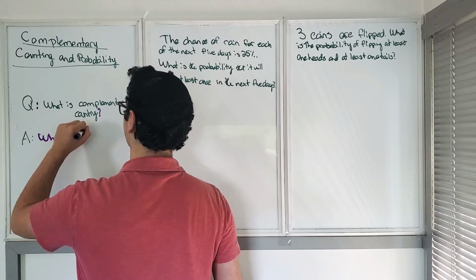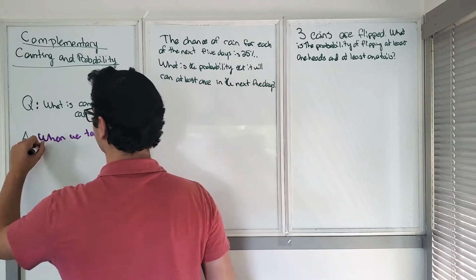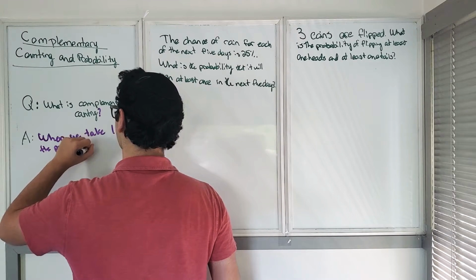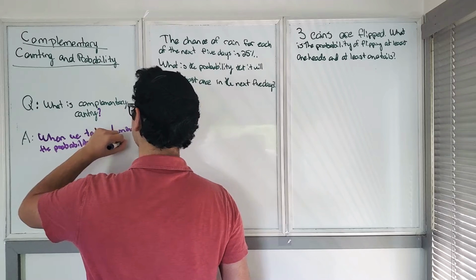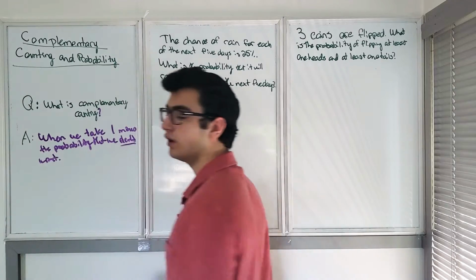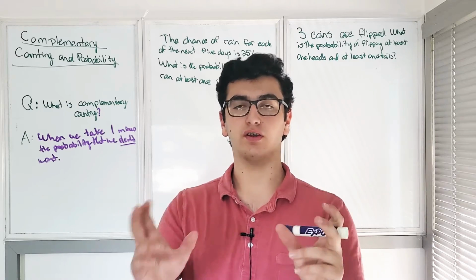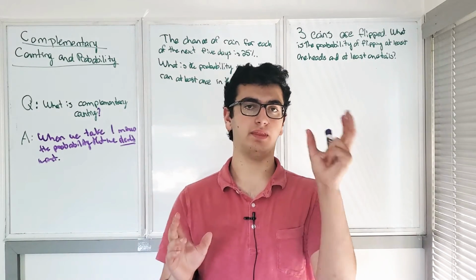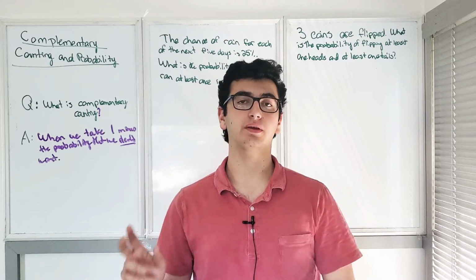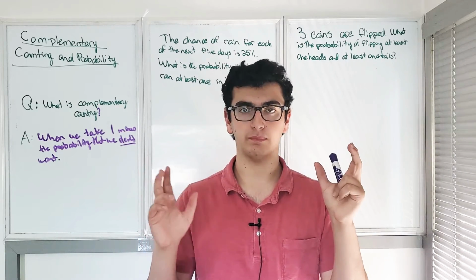Complementary counting is when we take 1 minus the probability that we don't want. Let's say there are two options that could occur, this option or this option, and it asks, what's the probability that this option occurs? Well, one way you could do it is by actually figuring out the probability that that way occurs, with good outcomes over total outcomes, or a number of different methods.